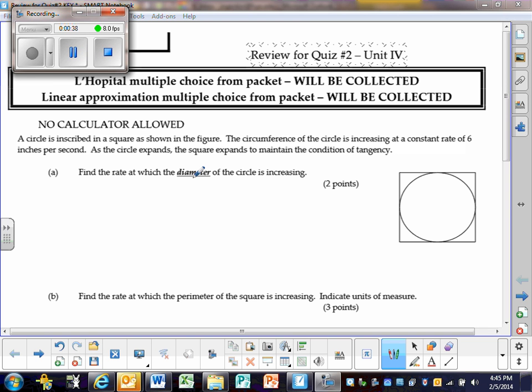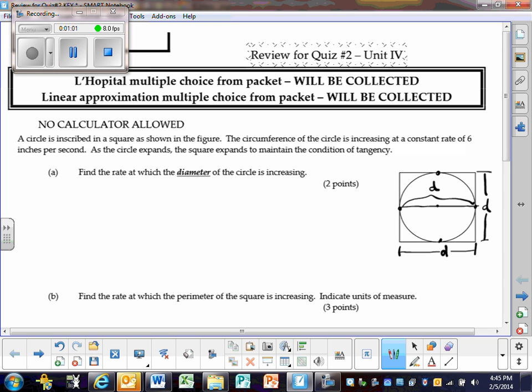A circle is inscribed in a square. Okay, so if we're looking at what that information means, in order for the circle to be inscribed, these points have to be tangent so that the diameter of the circle is actually the same length as the side of the square. So we can call both of them D.